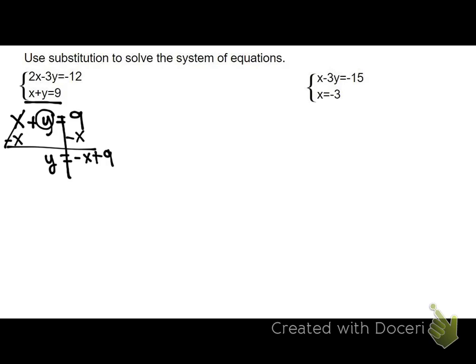What's the whole theme of the lesson? Where am I going to substitute it in? The top or the bottom equation? The top, okay? So it's saying y equals something. So when I see the variable y in my top equation, instead of writing y, what am I going to put that y equals?